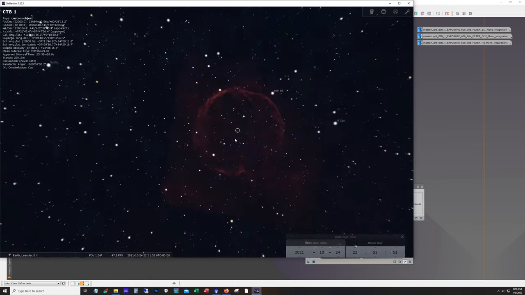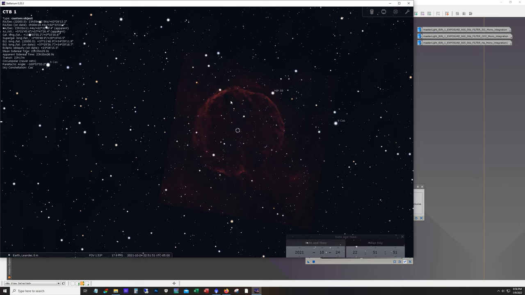is this guy right here. This is CTB1, also known as Abell 85. It's a supernova remnant. You don't see this one imaged too often. There are a very small number of truly spectacular images of this object, but it's not a common one. And I knew this would be considered an advanced target.